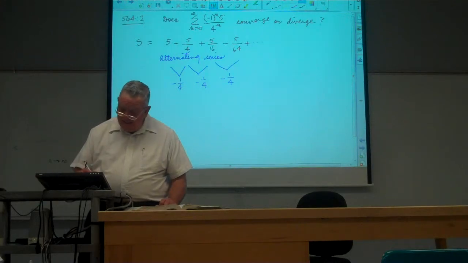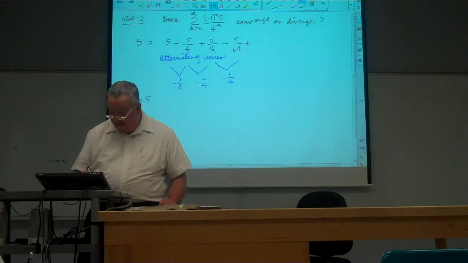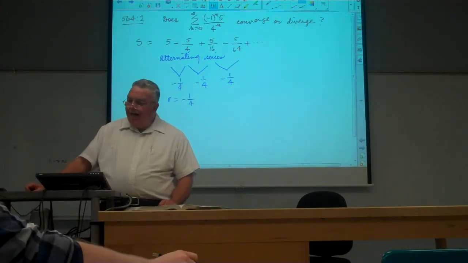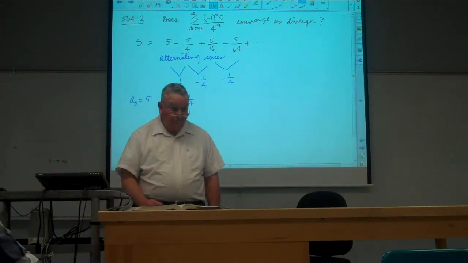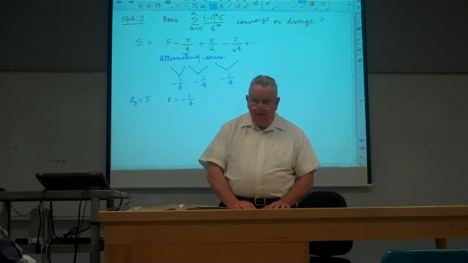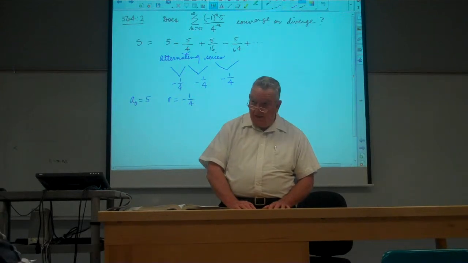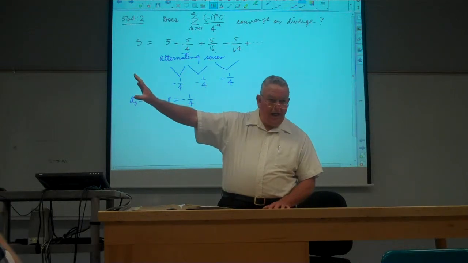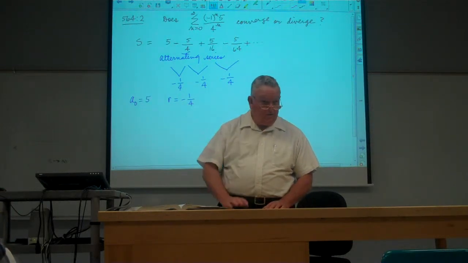So would you say that A0 is equal to 5 and R is equal to negative 1/4? Do not check just one term. Check 2 or 3 terms. I'm going to show you why in a minute. But I'm telling you, you can have 2 or 3 terms at the first of the series that are not geometric, and then it picks up as geometric from there on. So don't test just one term, okay?